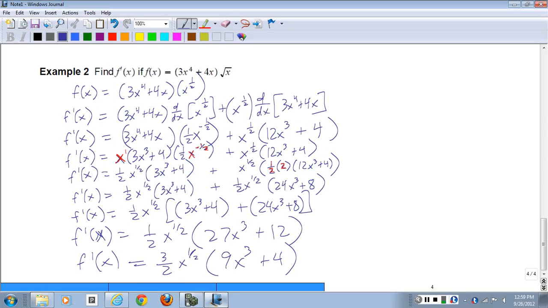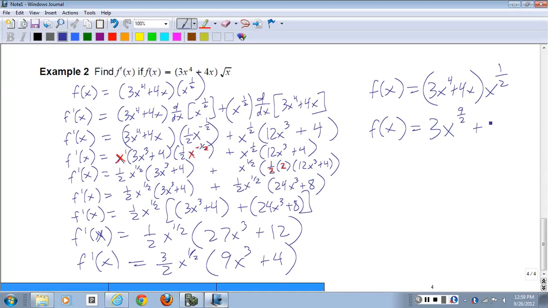How would this have gone had we just used the power rule? I'm thinking it wouldn't have taken as long. f of x equals 3x to the 4th plus 4x times x to the 1/2. f of x equals 3x to the 4.5, that would be 9 halves, plus 4x to the 1.5, that's 3 halves. So f prime of x, 9 halves times 3 is 27 halves. Subtract 1 from the 9 halves and you get 7 halves.